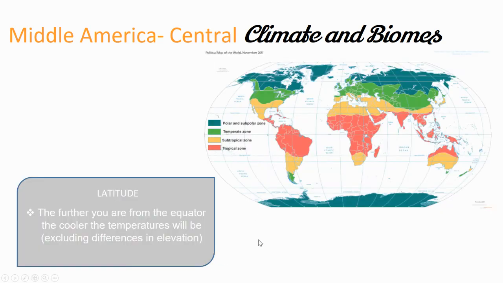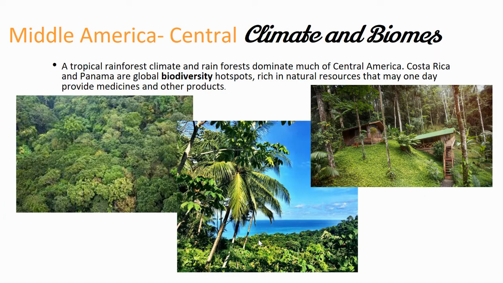Then lastly, latitude. The further you are from the equator, the cooler the temperatures will be. Now this is excluding differences in elevation. So you can be on the equator and be super hot, but those vertical climate zones mean the further you go up, the temperature drops, so it's going to be colder, which makes it more important where you are in elevation than where you are in latitude.